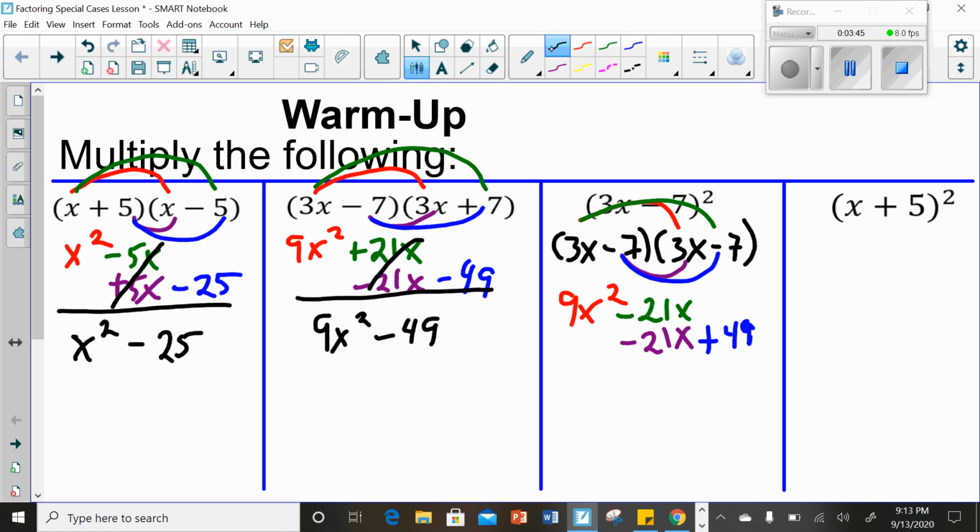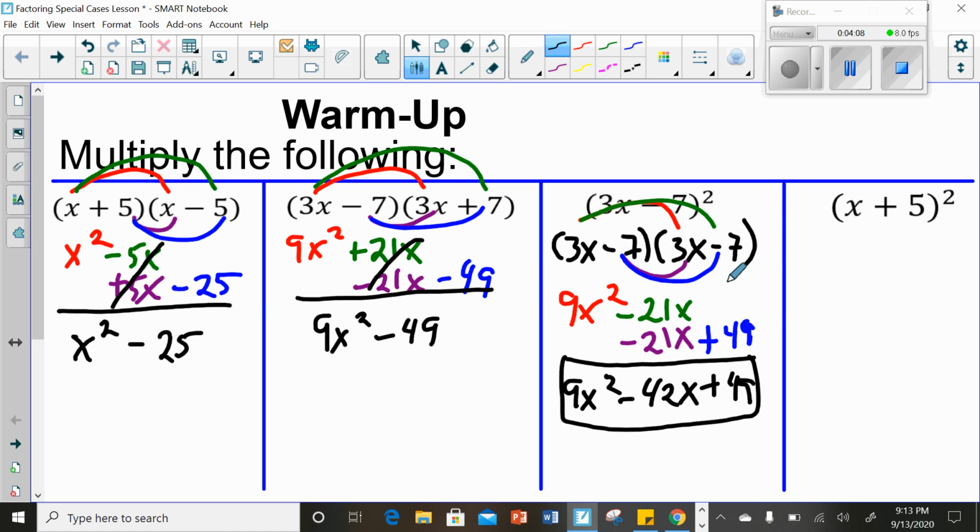And then last, a negative times a negative is a positive 49. All right, so now when I add down, I get a 9x squared, but a negative 21 and a negative 21, when adding two numbers of the same sign, add and keep the sign, you get a negative 42x, and then plus the 49. So if you forget to write out your squared binomial correctly by rewriting it, you are going to miss that middle term. So that means that if you did this one wrong, you probably did this one wrong. So pause the video at this point if that's the case, and redo your work for this one so you get the correct answer.